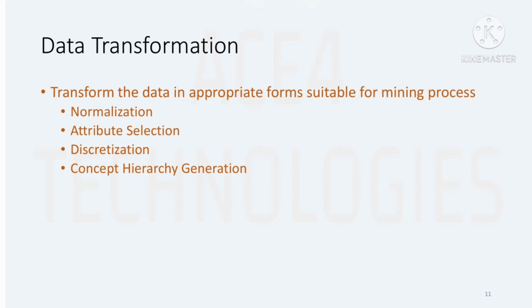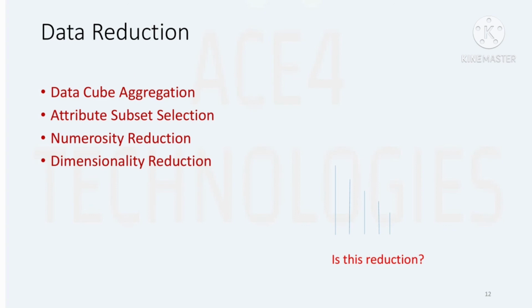Data mining on a reduced data set means fewer input or output operations and is more efficient than mining on a larger data set. Because of these benefits, discretization techniques and concept hierarchies are typically applied before data mining rather than during mining. The next task in data preprocessing is data reduction.